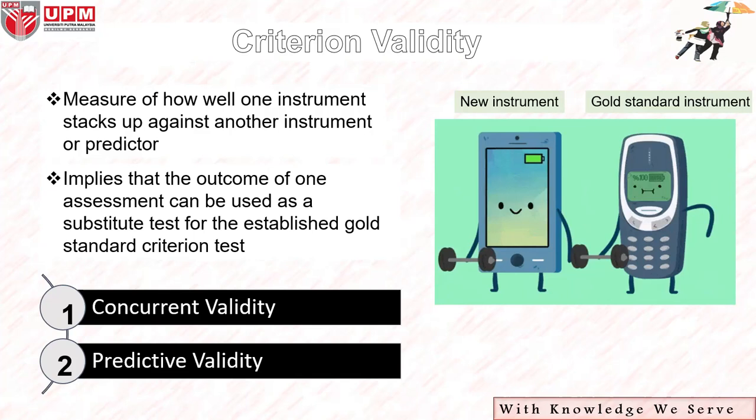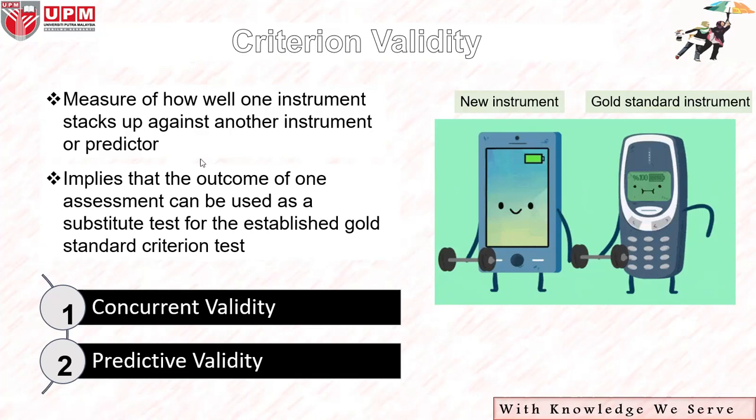So that's why kat sini dia akan tengok how well. Maksudnya, in the case where you already have one established instrument but you still want to develop a new one, you need to check that the newly developed instrument stacks up similarly to the existing instrument. Kita akan bandingkan dengan existing instrument. It implies that the outcome of one assessment can be used as a substitute for the established gold standard criterion test. Kita nak develop satu yang baru yang kita boleh gantikan dengan satu instrument yang gold standard.